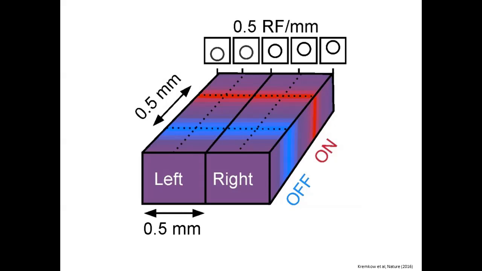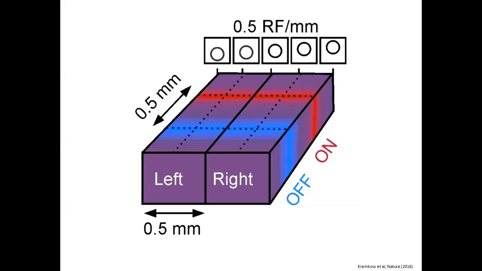Kremkow et al. proposed a modification to this ice cube model that incorporates cortical representations of lights and darks. In the revised model, the stripes for each eye, left or right, are made of stripes for lights and darks, which are called ON or OFF inputs and are shown here in red and blue.